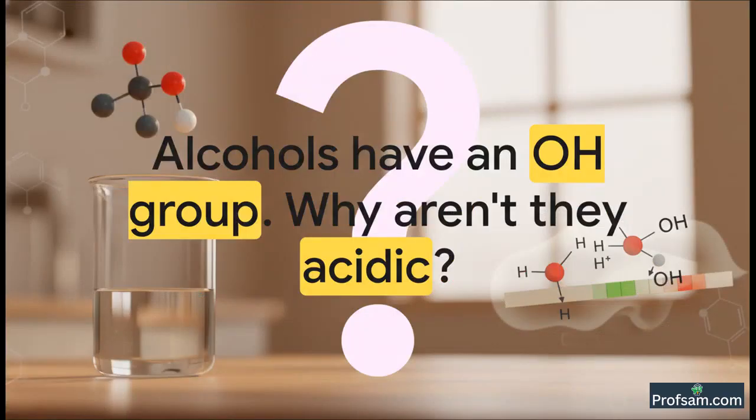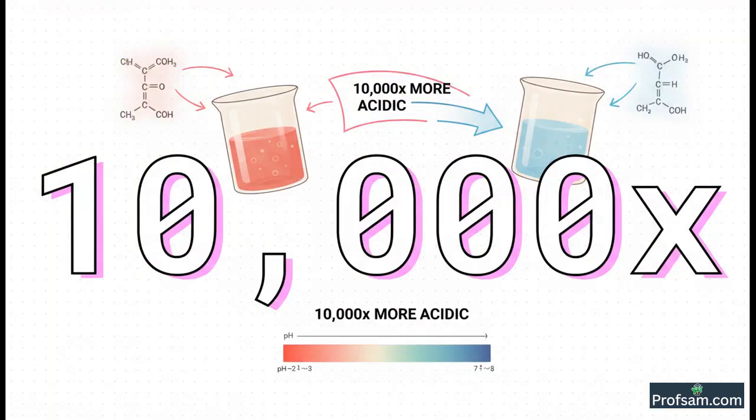Now let's address a very common point of confusion. You might be thinking, but sir, alcohols also have an OH group, so why are they not acidic at all? This is an excellent question, and it really gets to the heart of why molecular structure is so important in chemistry. Before I give you the reason, just look at this number.